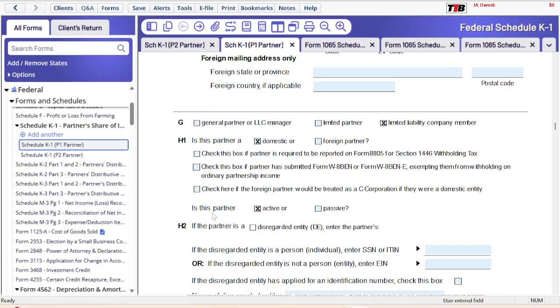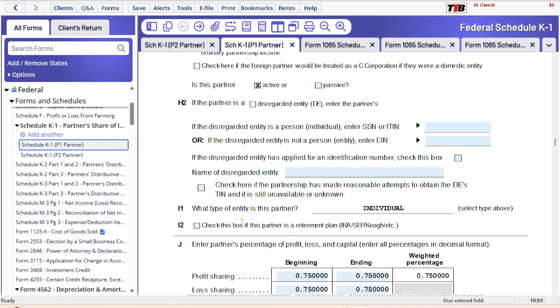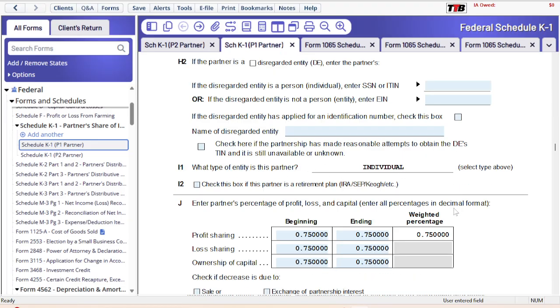So is this partner active or passive? And this partner, if it's active, you check active. And then H2, is the partner a disregarded entity? No, we are going to leave those blank. So what is the type of this partner? For I1, it is an individual, we are going to leave it alone.